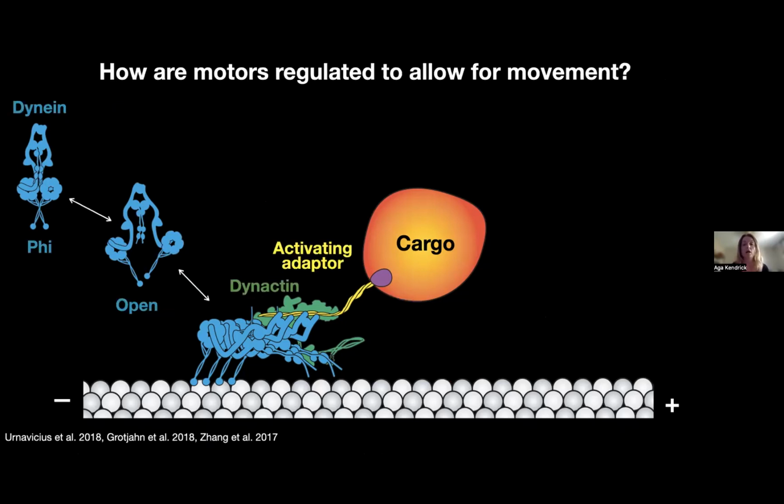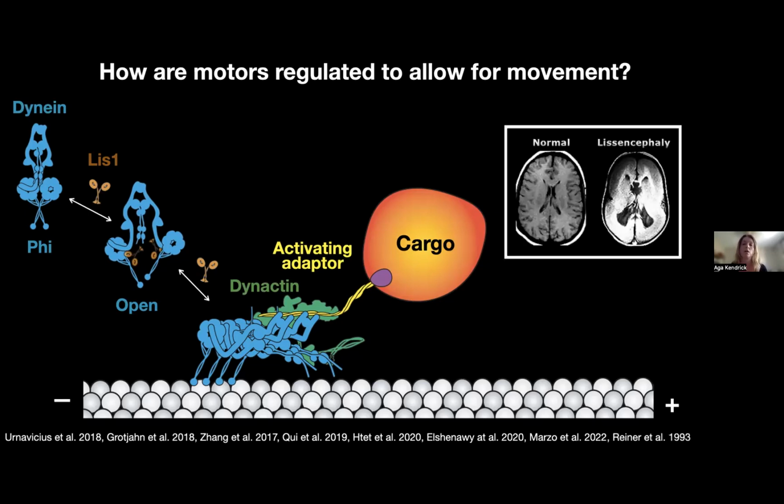So to answer how motors are regulated, I first focused on the dynein mechanism of regulation. As I mentioned, dynein is auto-inhibited and appears in this biparticle conformation. Recent work from our lab and others suggests that the protein LIS1 could be involved in relieving the auto-inhibitory mechanism of dynein. And LIS1 is particularly interesting as mutations in LIS1 and depletion of LIS1 lead to a very severe neurodevelopmental disorder, lissencephaly.